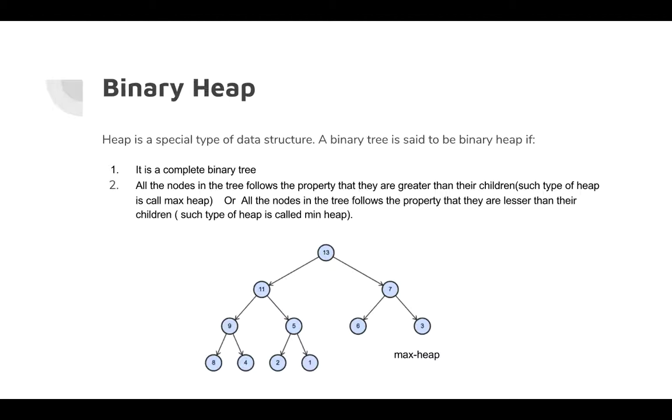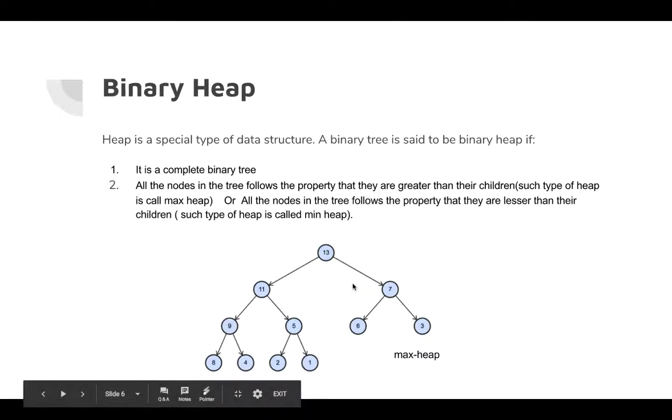Binary heap is a special type of data structure. A binary heap follows the following two conditions. It is a complete binary tree, and all the nodes in the tree follow a property that they are greater than their children. Let me explain a little bit.